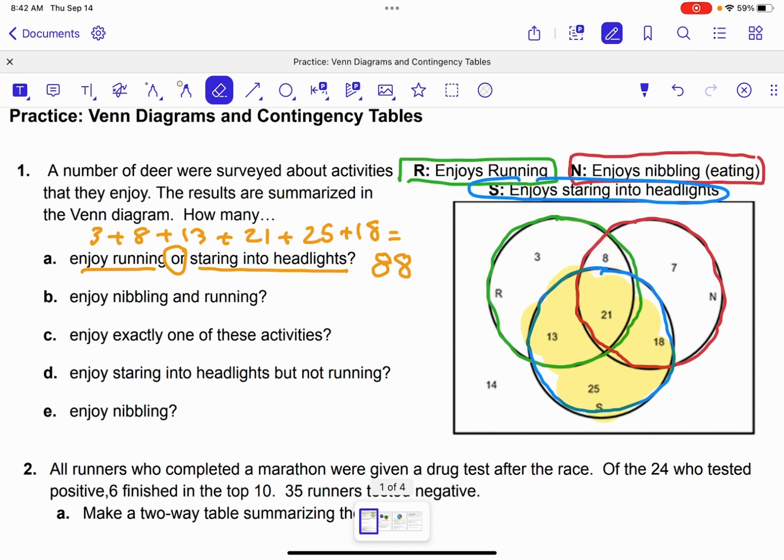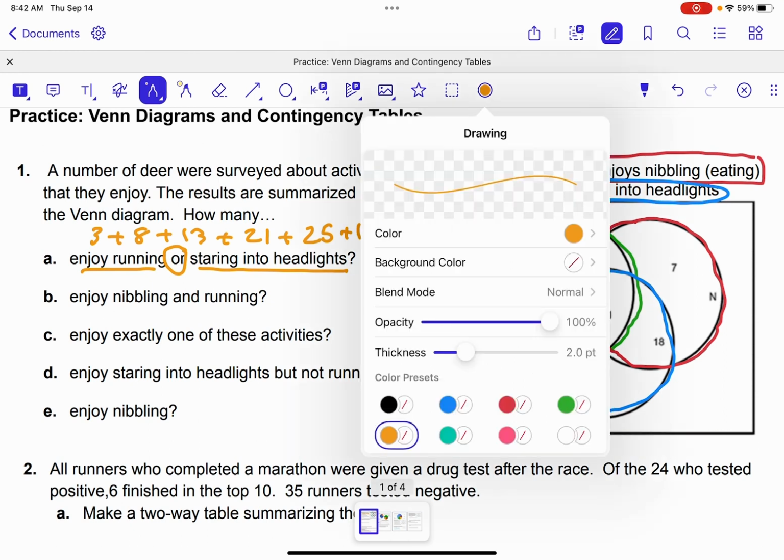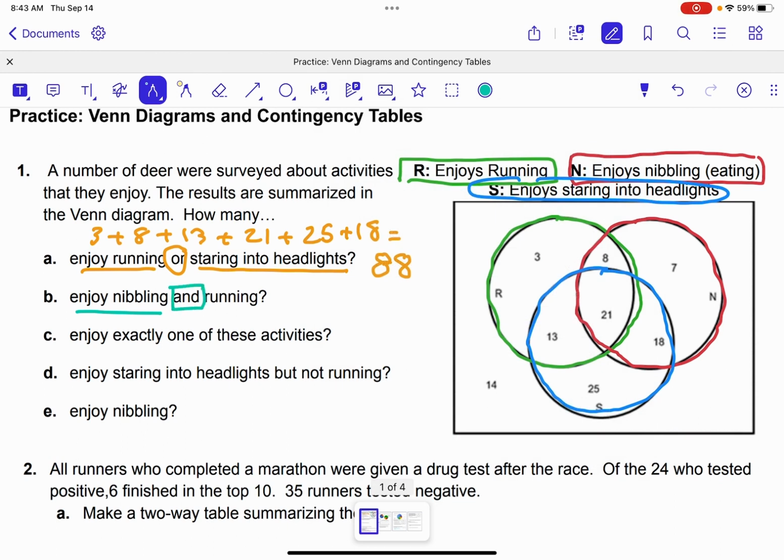All right, so the next one we're going to look at, and I'm going to try and erase my highlights, okay, is an and relationship. So here we're told, I'm going to give it a different color this time, nibbling and running. So this means that both need to be true. So we're looking for something where both of them are true. And so we're focused on the overlap between running and nibbling, which would be this part right here. And yes, it does include the part that also shares with staring into headlights, but it's purely the overlap. And so we'd have 8 plus 21, which comes out to 29.